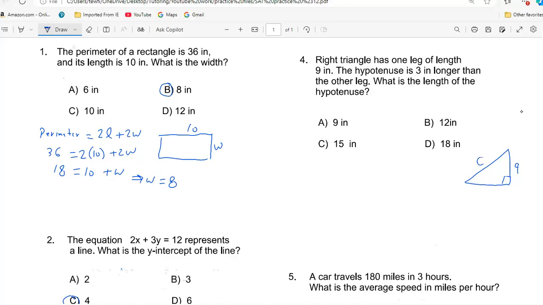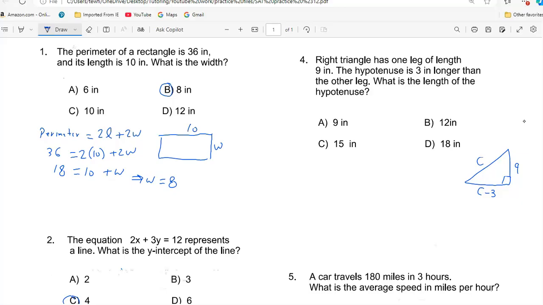So what is the other leg? It should be what? C minus 3. Is that correct? Let's read it again. The hypotenuse is 3 inches longer than the other leg. So if the other leg is C minus 3, the hypotenuse will be C minus 3 plus 3, which is C, right? This way it will be easier. So your answer is just C. I'm not going to add or subtract anything. So how can I get the hypotenuse?